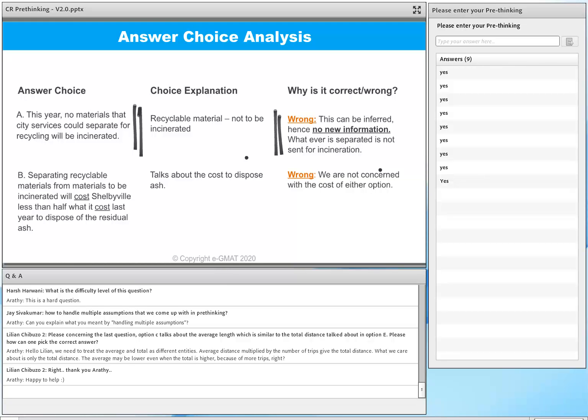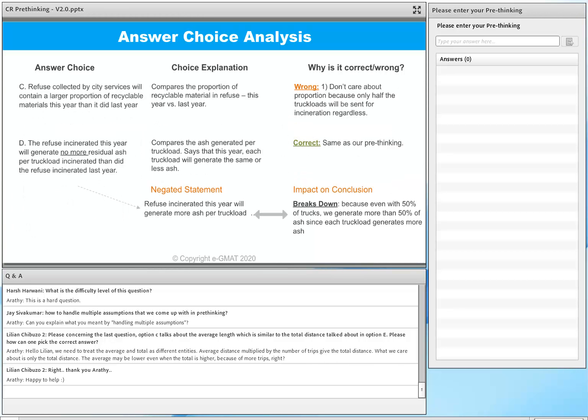Is not going to be incinerated. Why? Because it's going to separate for recycling enough refuse so that you only get half as many trucks. Which means if you're separating for recycling, you're not going to incinerate it. Choice B talks about cost. We don't care about cost.